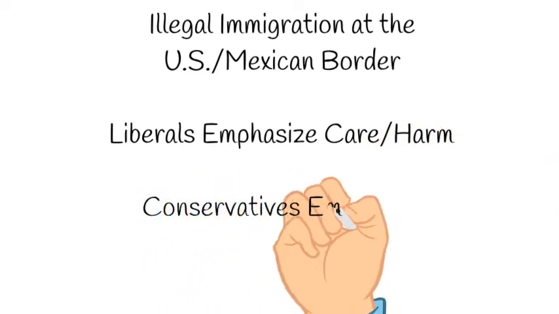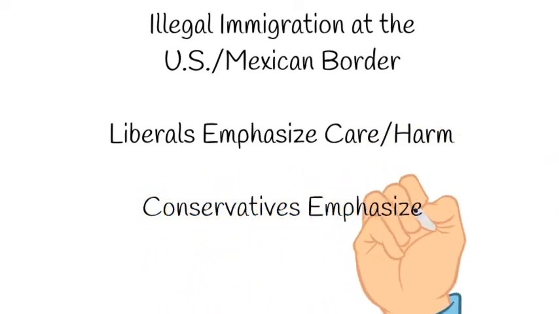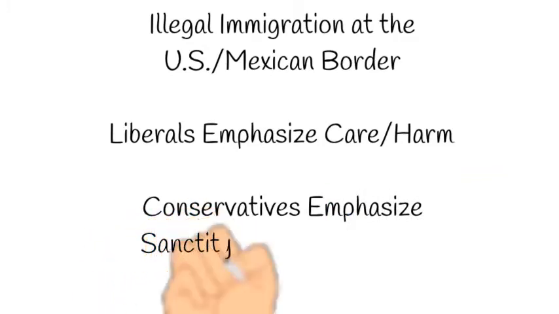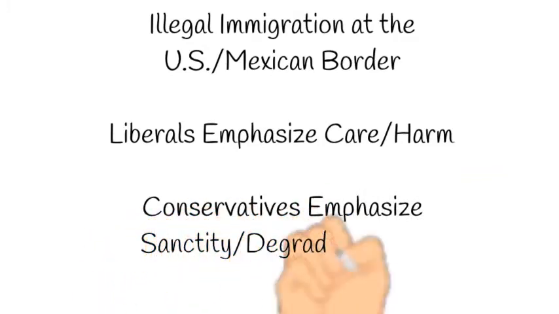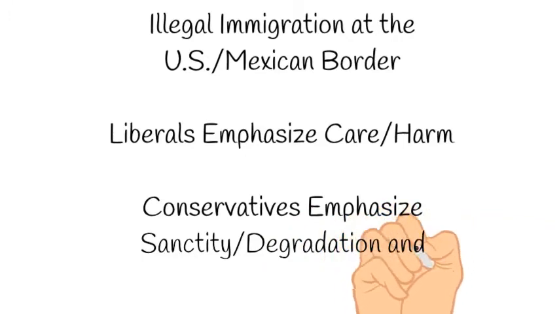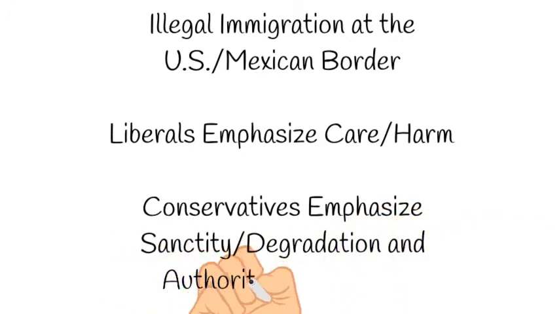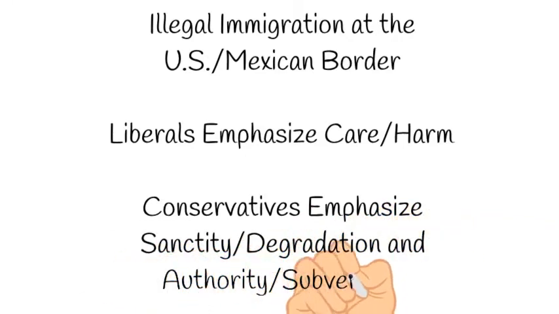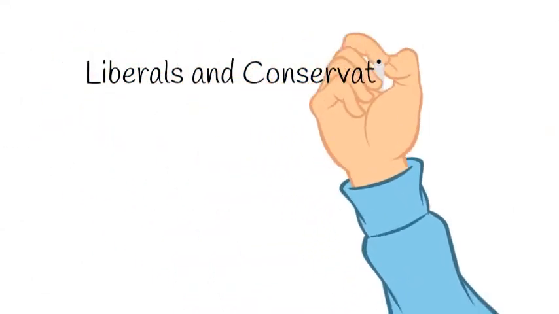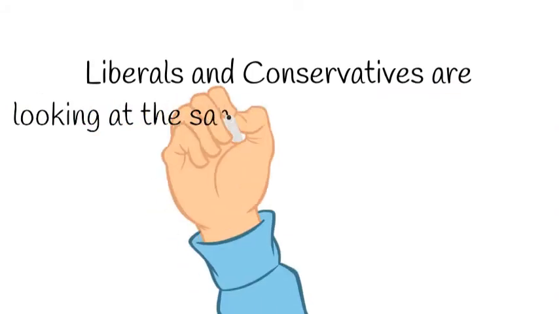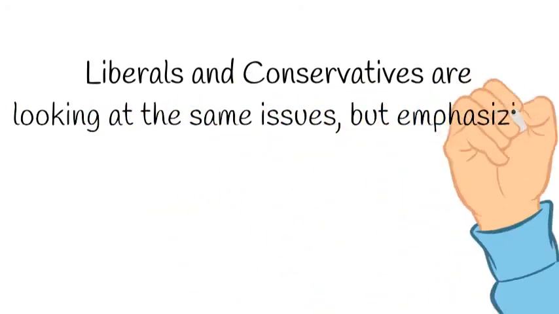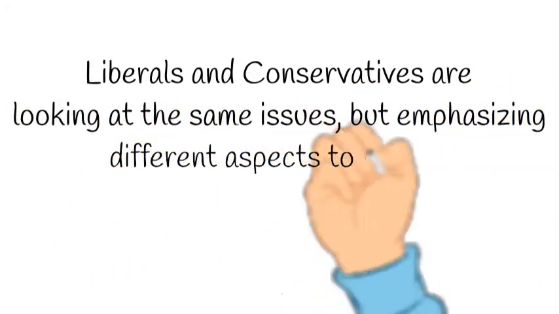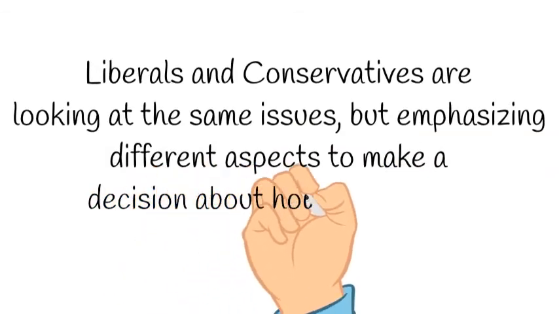Conservatives might care about the care-harm aspect to some degree, but emphasize more sanctity and degradation of protecting the group from outside possible threats that undermine the authority of the law by crossing the border illegally, or authority subversion. Liberals and conservatives are looking at the same issues, but emphasizing different aspects to make a decision about how to respond.